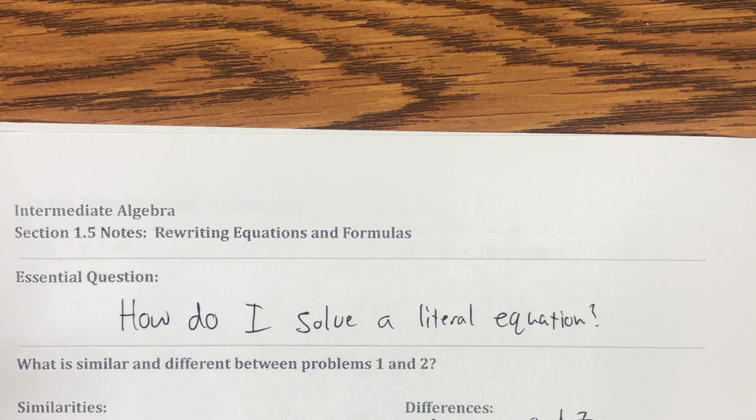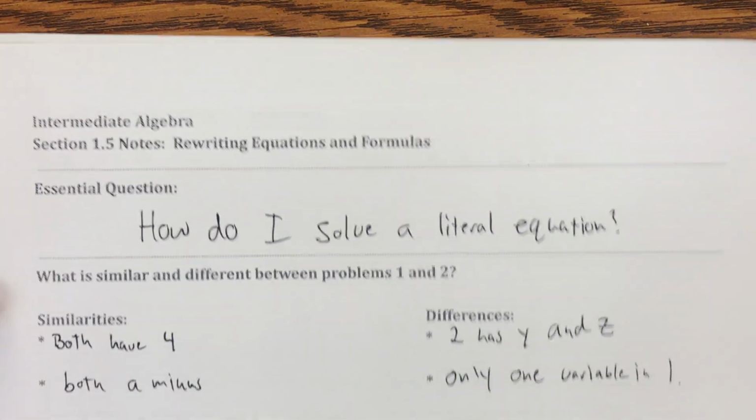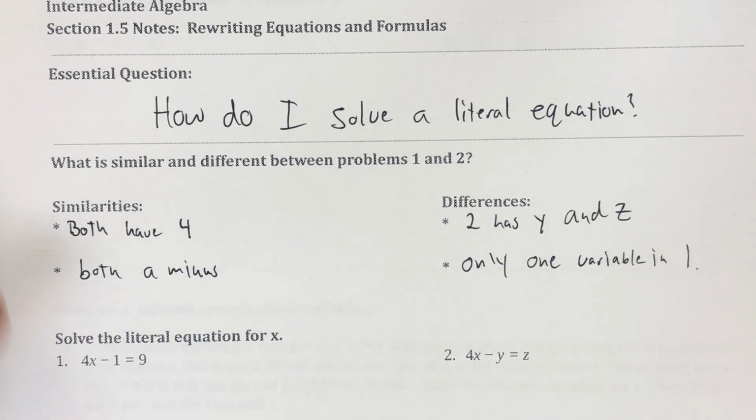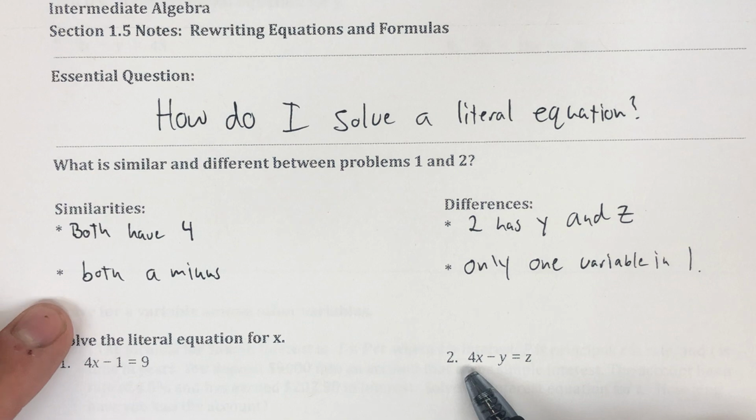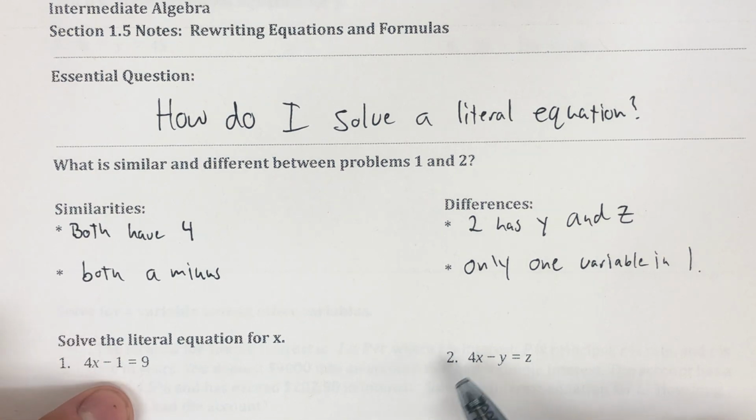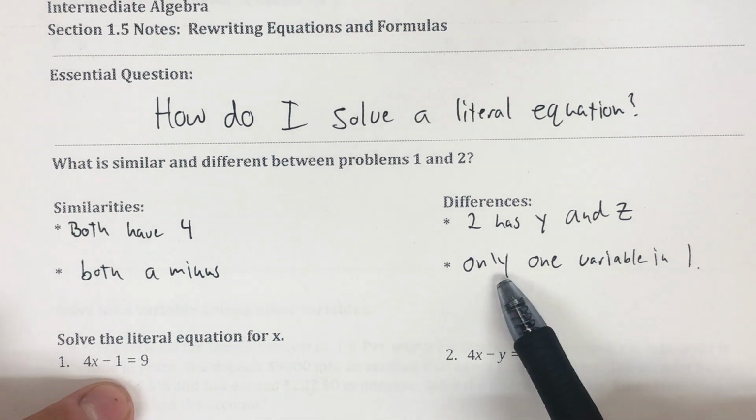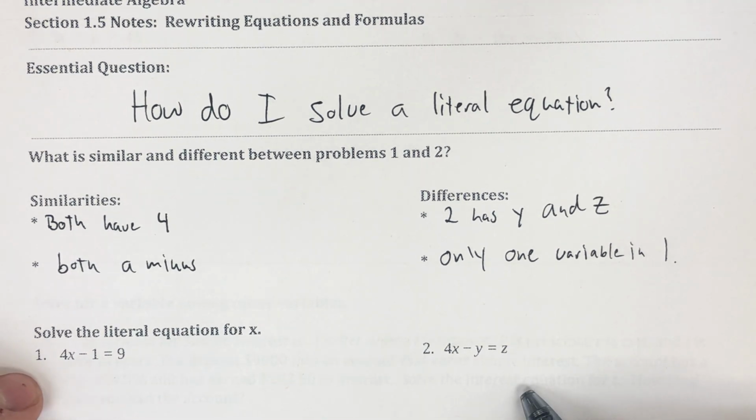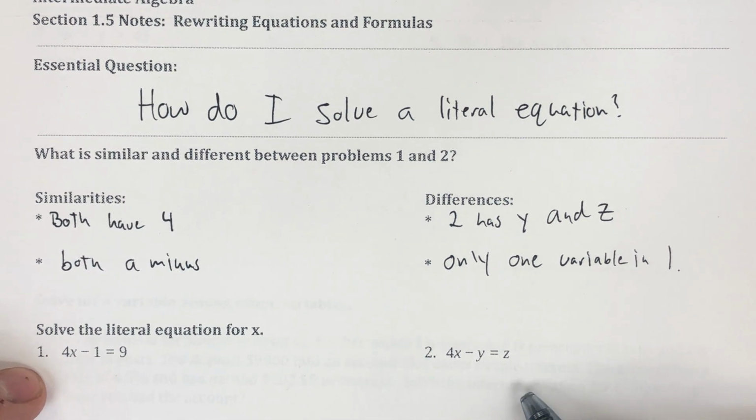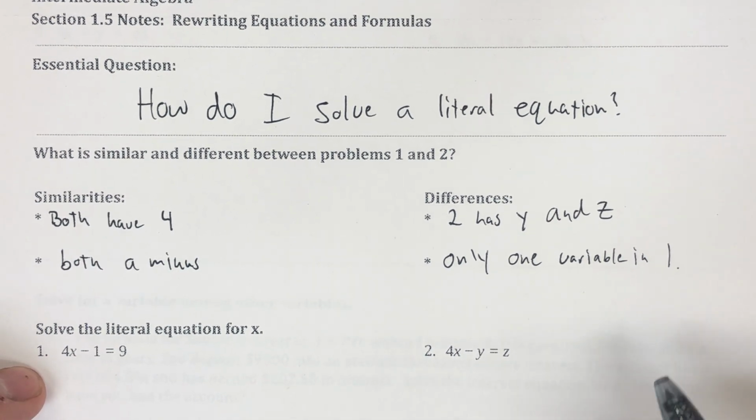All right, now that you've had a chance to take a look, a couple of the similarities is both of them have a 4. They both start with 4x. They both have a minus sign, 4x minus, 4x minus. Differences, the main striking one is number 2 has a y and a z. Other difference I put was 1 only had 1 variable, and you could also say that question 2 had 3.